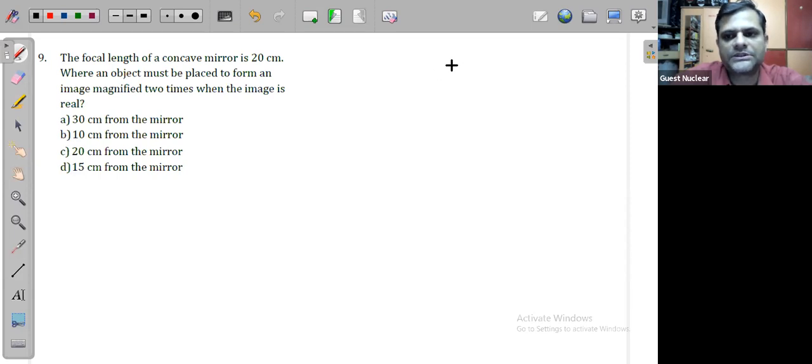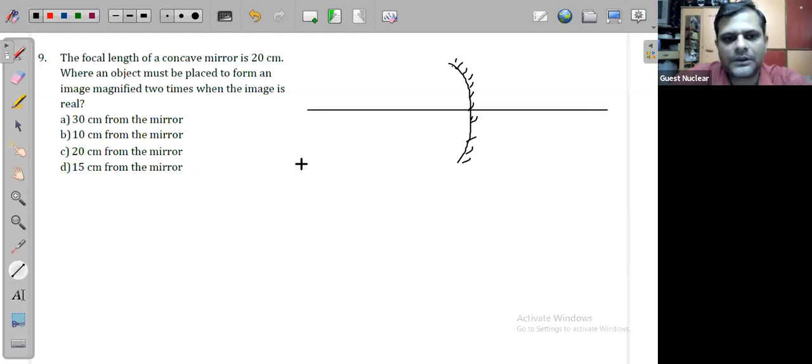That means suppose this is the concave mirror. This side is just opaque and this is the reflecting surface. And suppose this is the principal axis. And focal length is given. So F is already given. Focal length of this concave mirror is given to be 20. But remember it is a concave mirror, so it will be minus 20 centimeter.